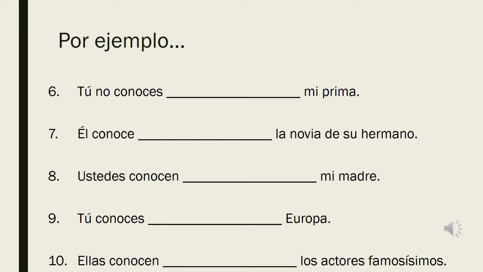Here's a couple more examples. Number 6, tú no conoces a mi prima. I use the a because I'm referring to a person. Number 7, él conoce a la novia de su hermano. Again, I'm talking about a person, so I need the a. Number 8, ustedes conocen a mi madre. I use the a because I'm talking about a person. Number 9, tú conoces Europa. Talking about a place, so I don't need to use the a. And then number 10, ellas conocen a los actores famosísimos. I need the a here because I'm talking about a person.